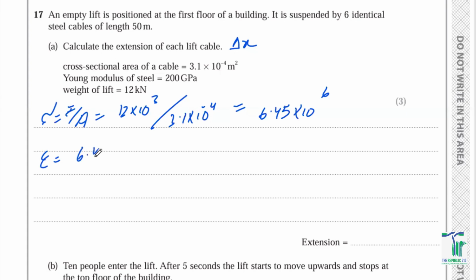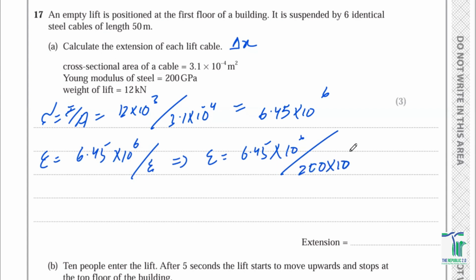You've got the stress, that is 6.45 times 10 raised to the power of 6, divided by the strain. So the strain is going to be 6.45 times 10 raised to the power of 6 divided by the Young modulus. The Young modulus is 200 gigapascals, that is 2 times 10 raised to the power of 9. By just calculating it down, I would be having 3.23 times 10 raised to the power of -5. That is how we're going to calculate the strain.